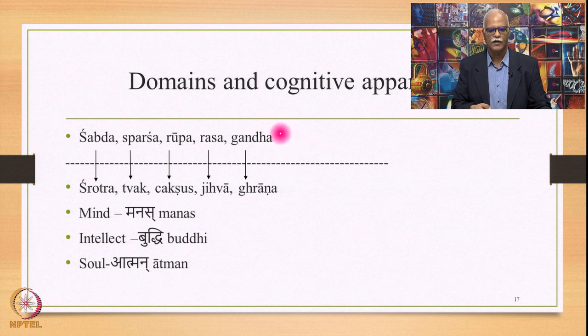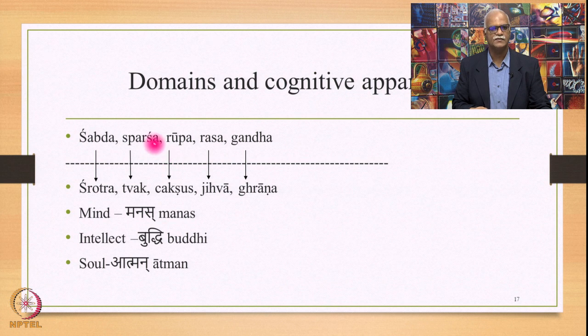And it is experienced through these five sense organs. It is experienced through these jnanendriyas: Shrotra, tvak, chakshush, jivha and ghrana. And it is these five sense organs which are the external part of this entire cognitive apparatus. That means they are in constant touch with the external world and the domains.